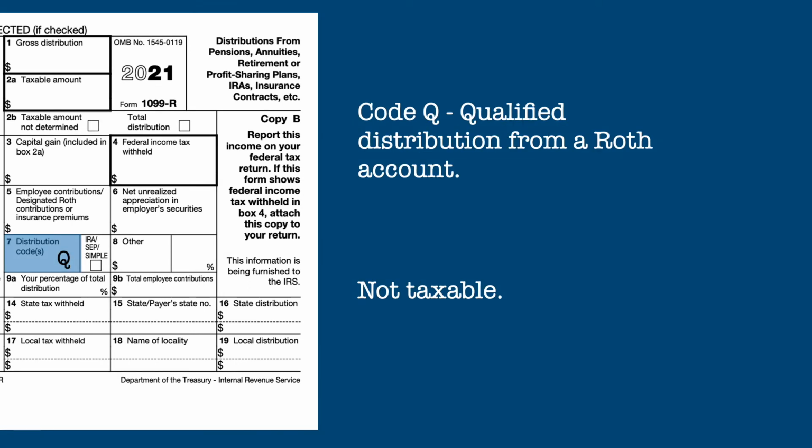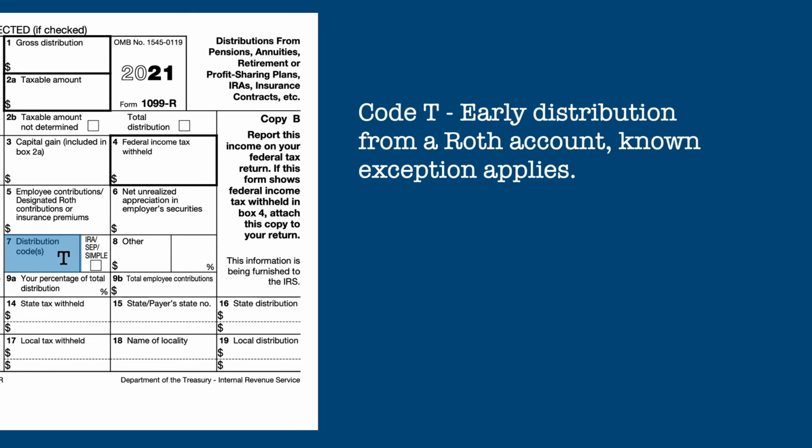Code Q. This is a qualified distribution from a Roth account. The taxable amount should be 0. And finally, Code T. This is an early distribution from a Roth account where the payer knows of an exception to the tax and penalty on the earnings from the distribution. Usually, these distributions are not taxable and no penalty applies. Of course, there are many other distribution codes, but these are the ones you'll see most often.